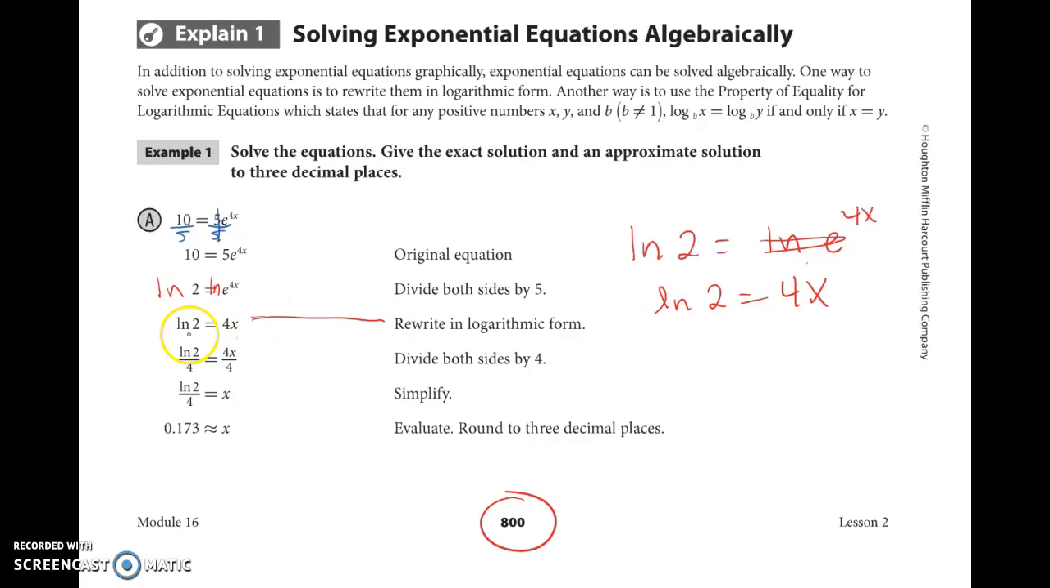And what we're going to do is solve for x by dividing by 4. If we divide 4 to both sides, we cancel out those 4s, or 4 divided by 4 is 1, and I'm left with 1x. So my exact answer that they ask for is this right here. And if we were to punch ln of 2 divided by 4 into a calculator, it would give me 0.173 approximately. It does say 3 decimal places, so that's why it's approximated to the 3rd decimal place.